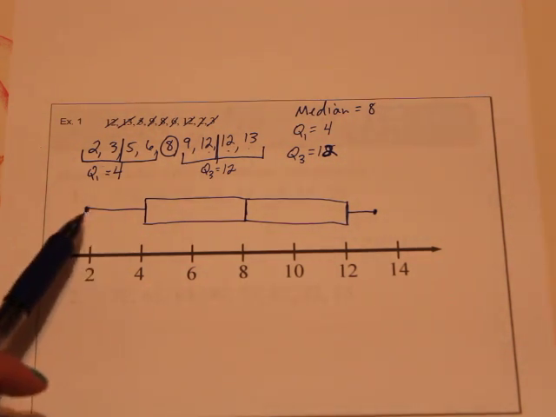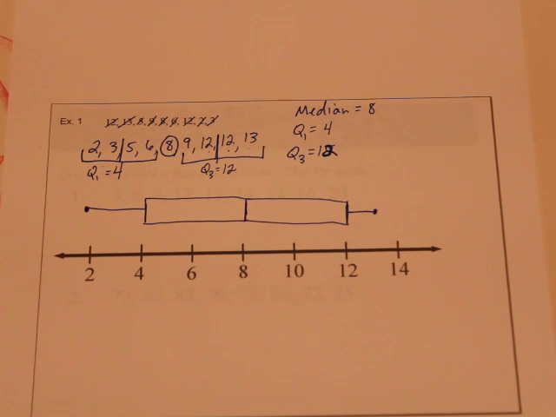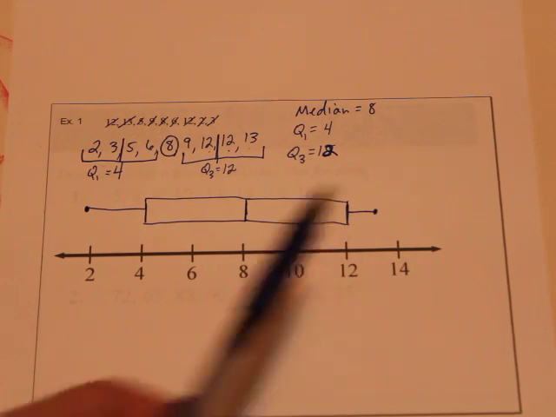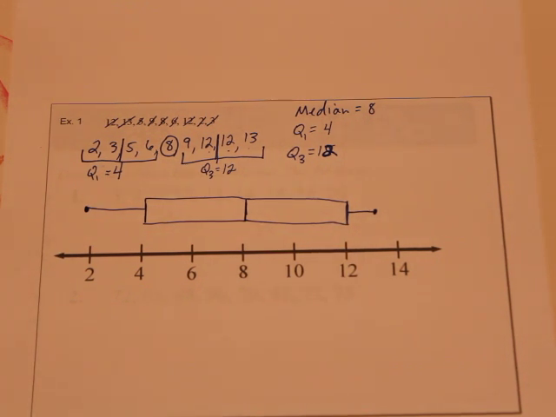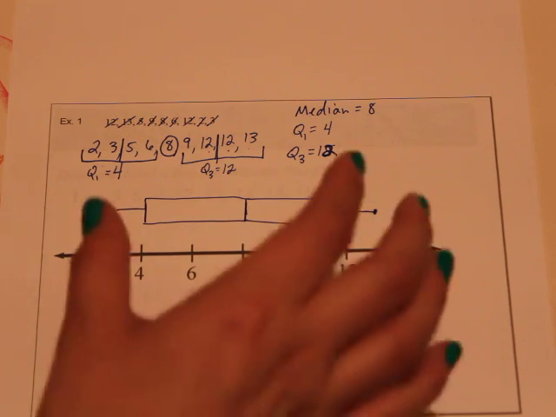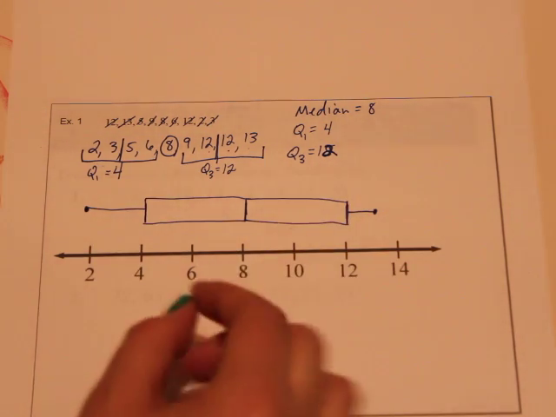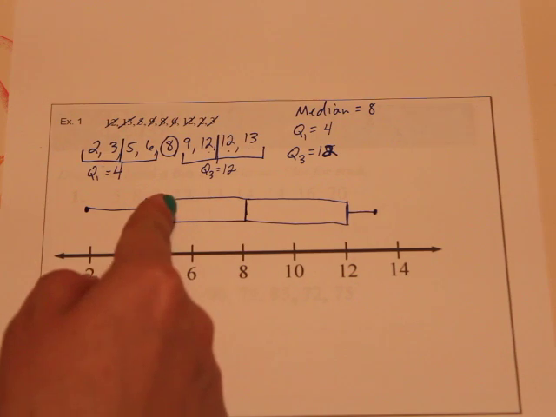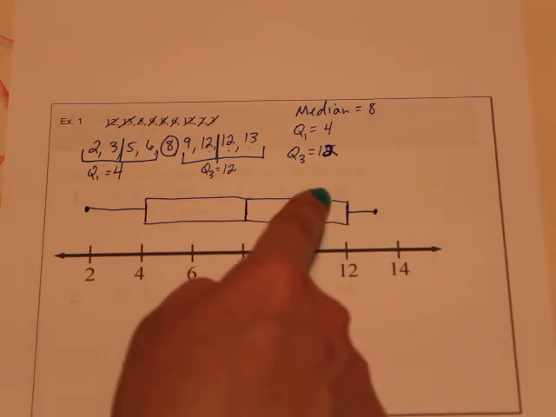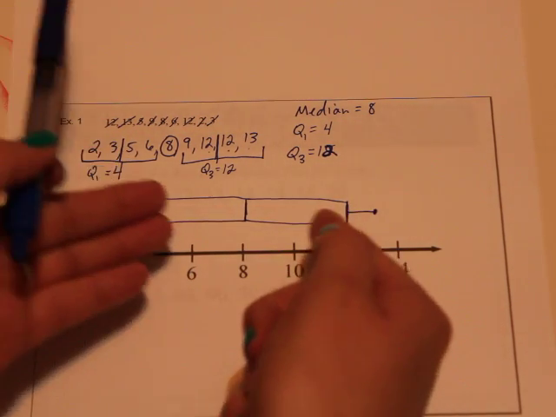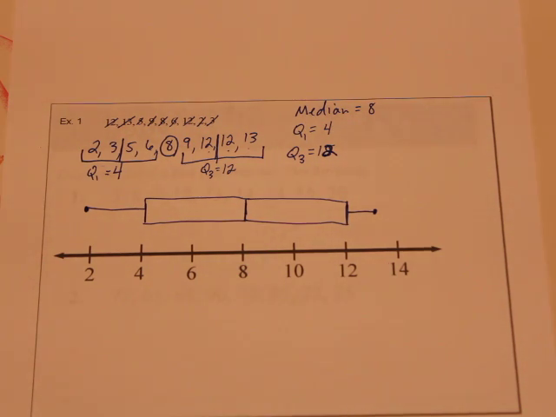Your whiskers are not always going to be even, because if your lower value is farther away from Q1 than your upper value is from Q3, your whiskers are going to be different lengths there. And also your boxes, they're not going to be always split evenly. Sometimes this median will be closer to Q1, or it might be closer to Q3. Sometimes this box is going to be really small. That means all your data is really close together. The graph looks different depending upon your data set.